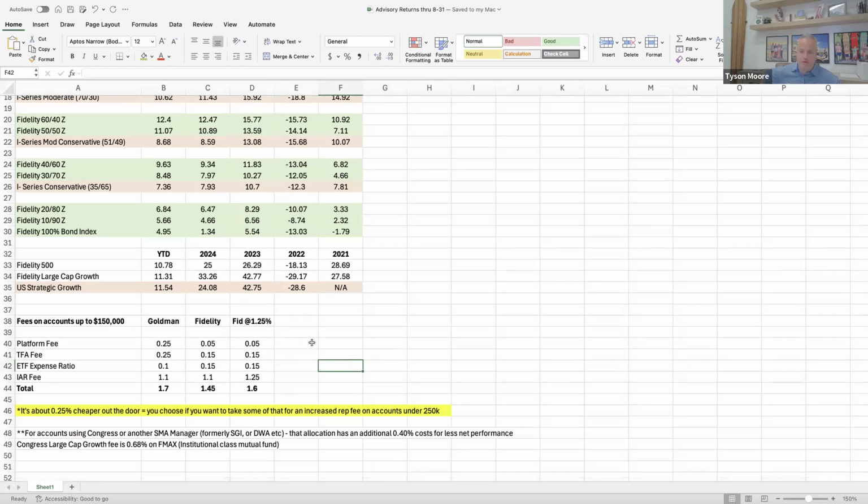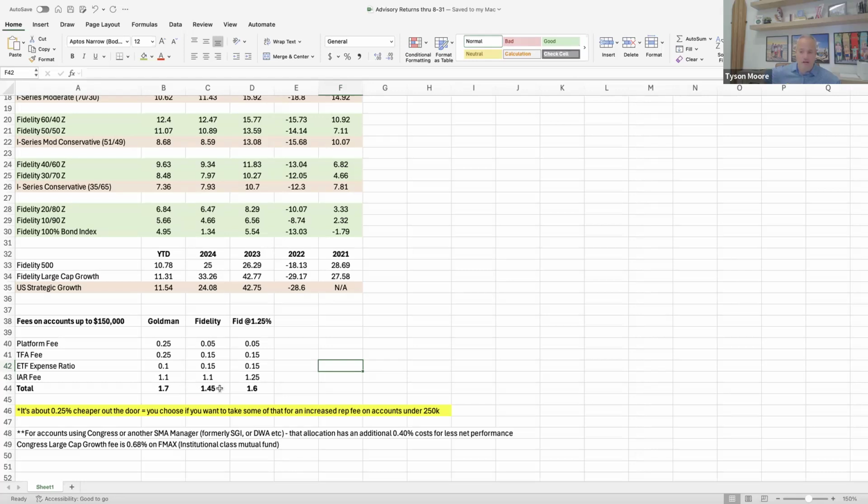And so I just put this on here so you guys can see apples to apples. But if you keep your rep fee the same, you're at 1.7% out the door on Goldman. So that's essentially a 50 basis point platform fee. You've got about 10 basis points for the expense ratio of the ETFs. And then your 1.1 fee, you're at 1.7. And if you do the same thing on Fidelity, you're about 1.45.